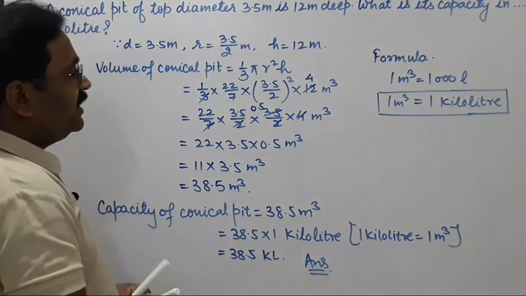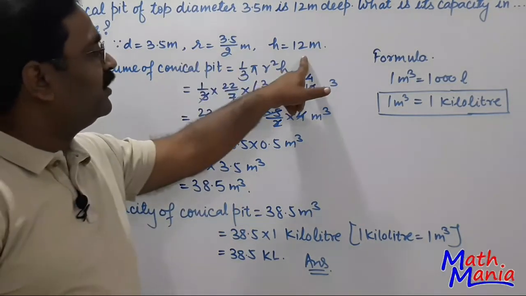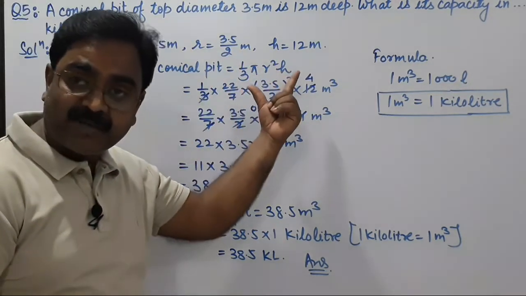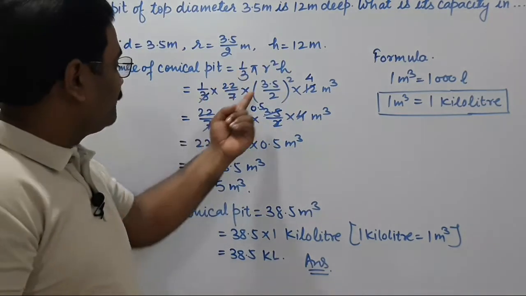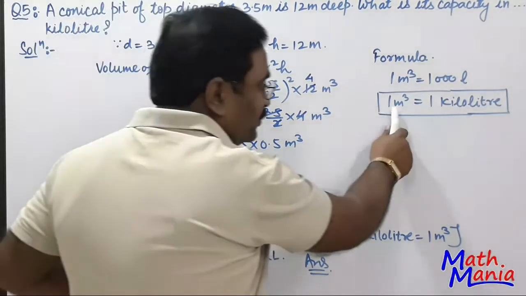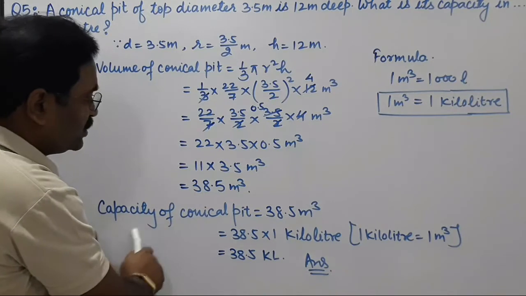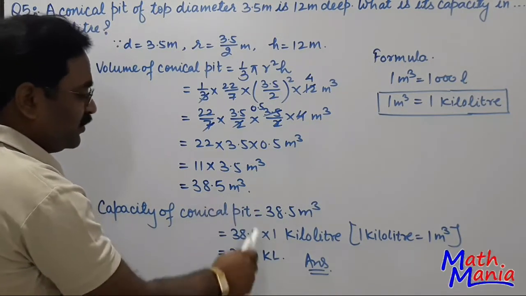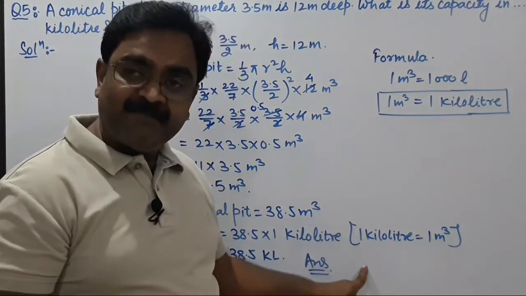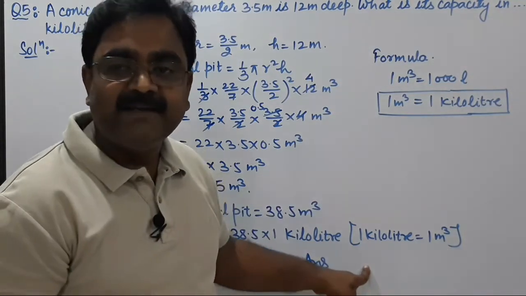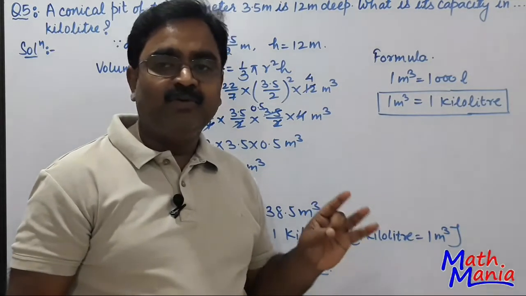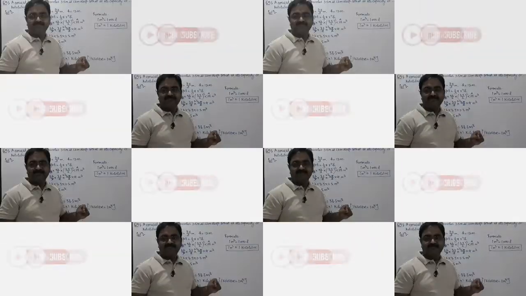Right, friends? So what did we do here? As its radius and height were known to us, we found the volume of this conical pit by the formula 1/3 pi r square h. After getting the volume, we calculated 38.5 meter cube. By the formula 1 meter cube is equal to 1 kiloliter, this is the capacity, which can also be written as 38.5 kiloliter. The formula is required to be written. So you have to write the formula beside this where you have converted it. Right, friends? I hope you all understand this question.